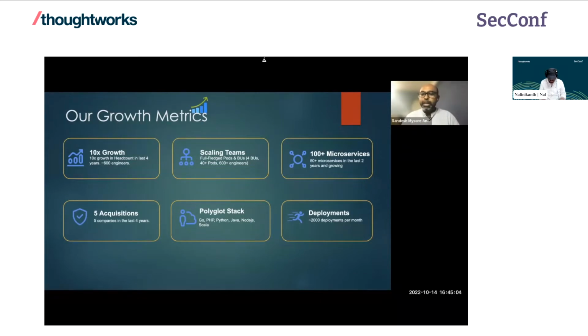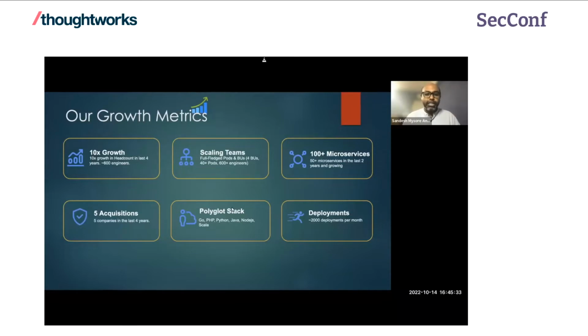In addition to scaled up teams pushing through a lot of code, we also have a polyglot stack of many different programming languages. And finally, we've also acquired companies of late, which means we have to think not just about the code we write, but also about the companies we've acquired. So whatever security program we build at Razorpay has to account for scale. If you don't do that, it's hard to be successful.